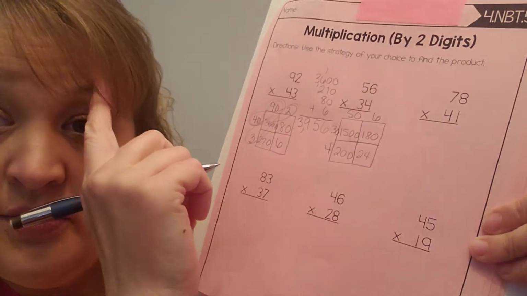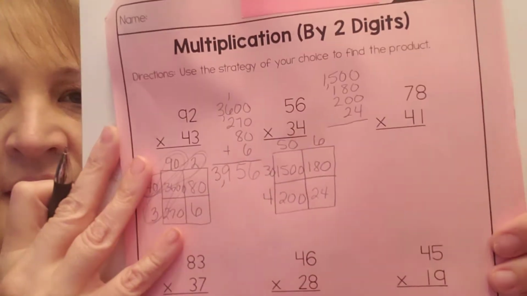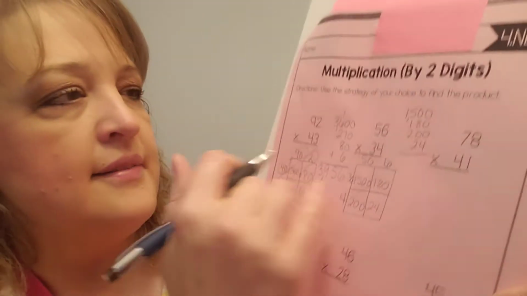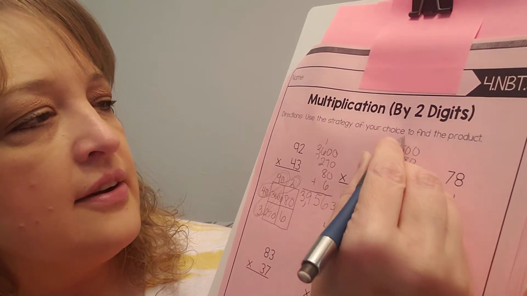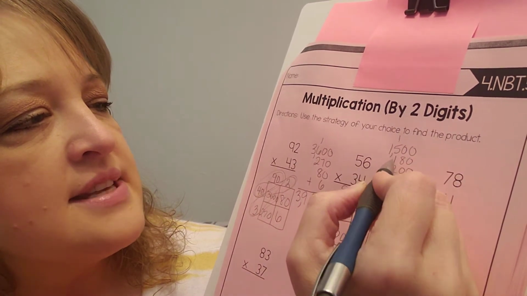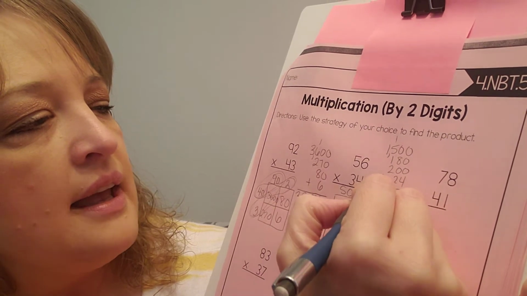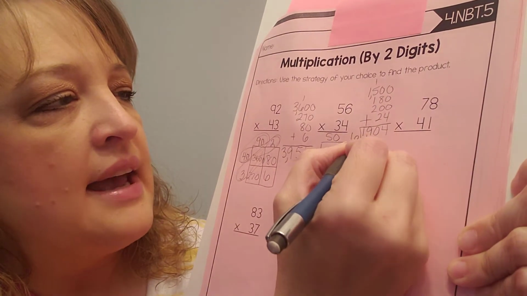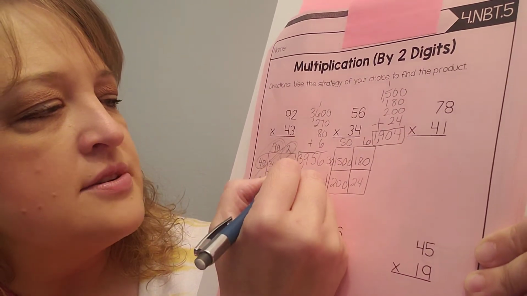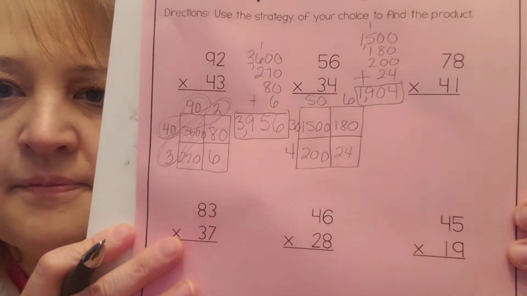And now all I need to do is just add those up. So I have 1,500 plus 180 plus 200 plus 24, and I'm going to add those up. Okay, so 4, 8, 9, 10, carry the 1, 5, 6, 7, 8, 9, and there's my 1. So my answer is 1,904. Here's my answer here. I'll put a box around it.